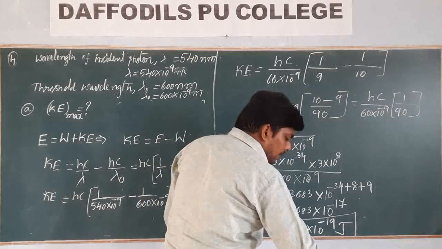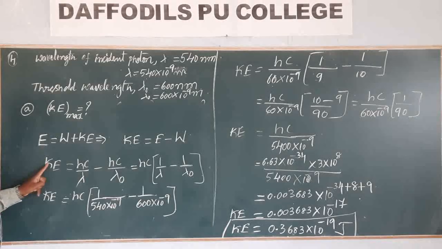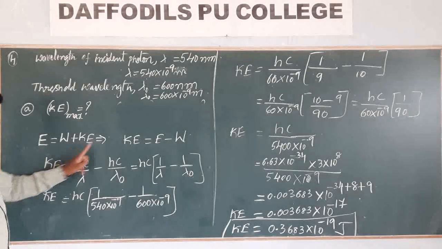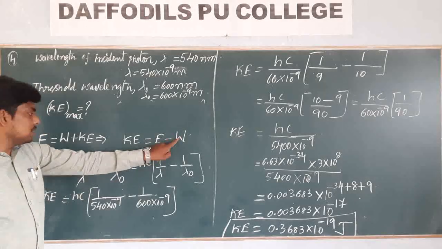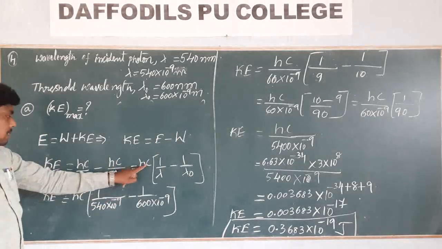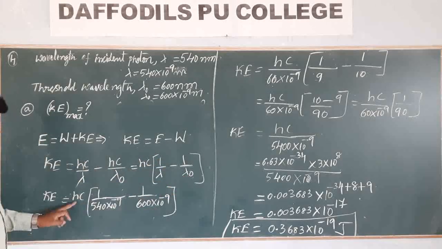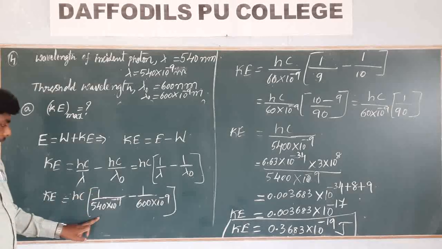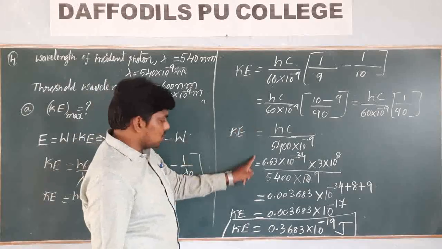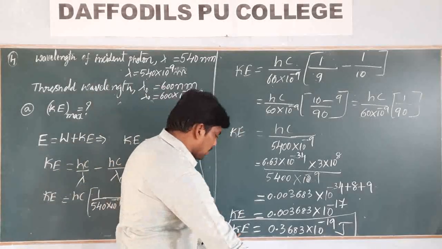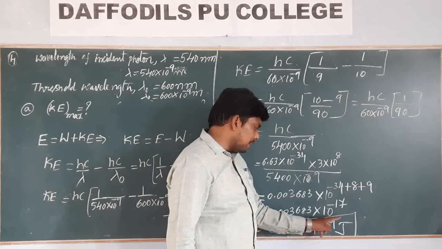Next, what we have to calculate? Speed of the electron. Listen. Here, kinetic energy is equal to energy minus work function. Energy is equal to hc by lambda. Work function is equal to hc by lambda naught. Taking hc common, it is 1 by lambda minus 1 by lambda naught. Then substitute the lambda and lambda naught values, and when you do the simplification, we get the kinetic energy nearly equal to 0.3683 into 10 to the power minus 19 joule.